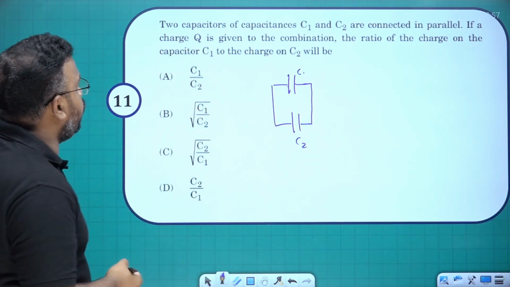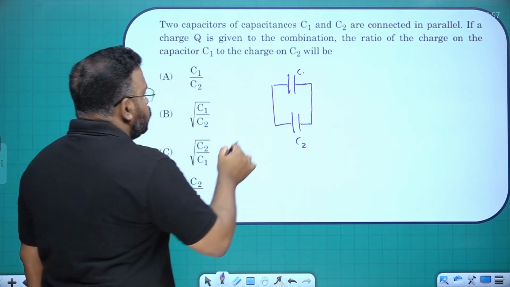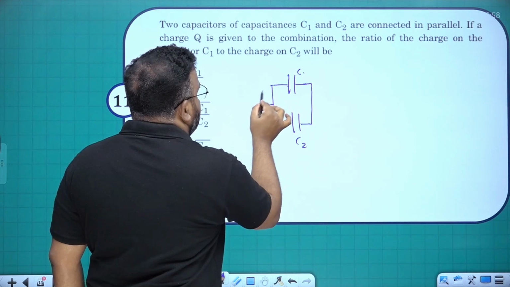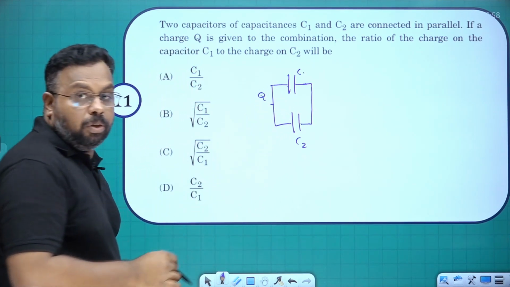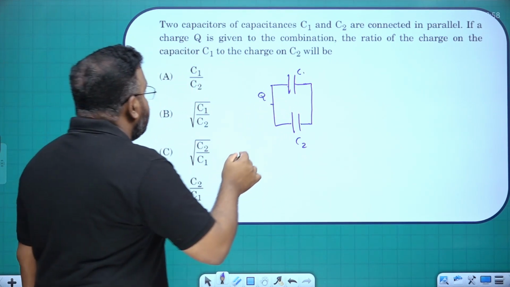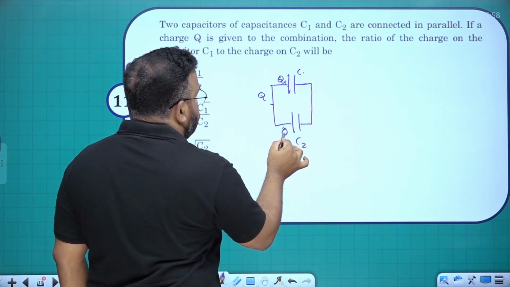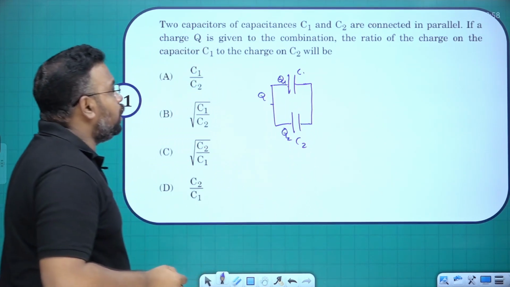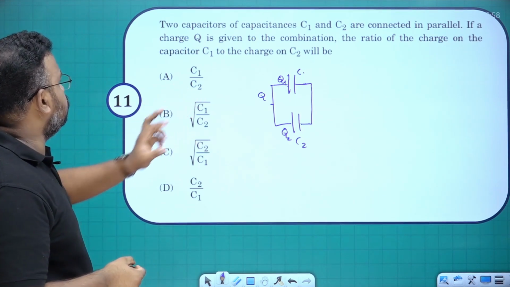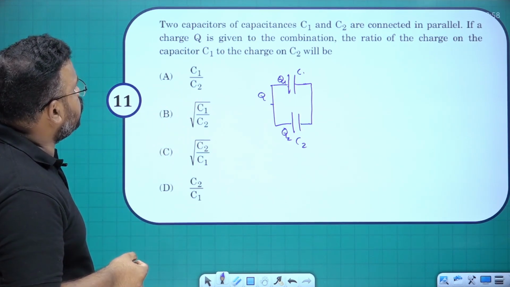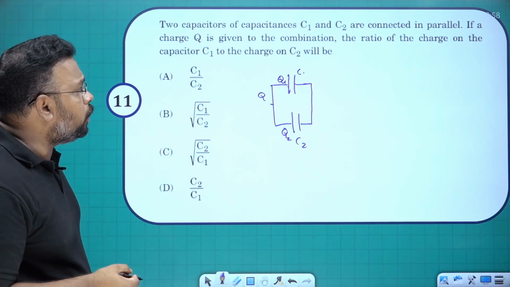C2. Okay. So it is given a charge what? Q. Q is the total charge given to it. So if you are taking charge on this one as Q1 and charge on this one as Q2, what are they asking? The ratio of the charge on C1. So we need to find Q1 by Q2.